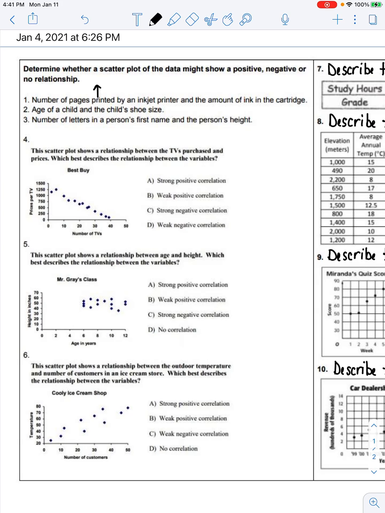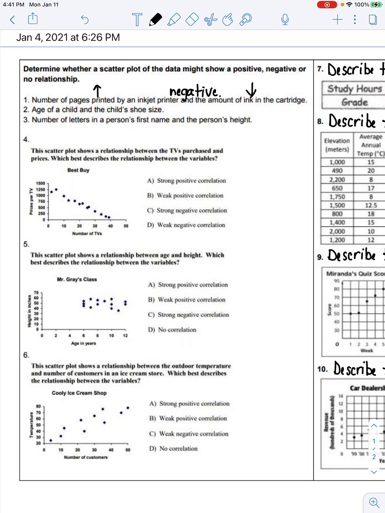So it says, as we print pages, number of pages, as that goes up, the amount of ink in the ink cartridge goes down because you're using it. And since those travel opposite of each other, for number one, you should have gotten a negative relationship. So remember, check it or change it.